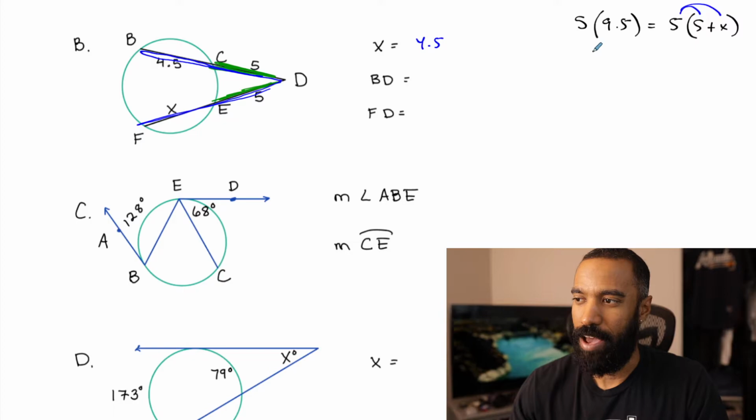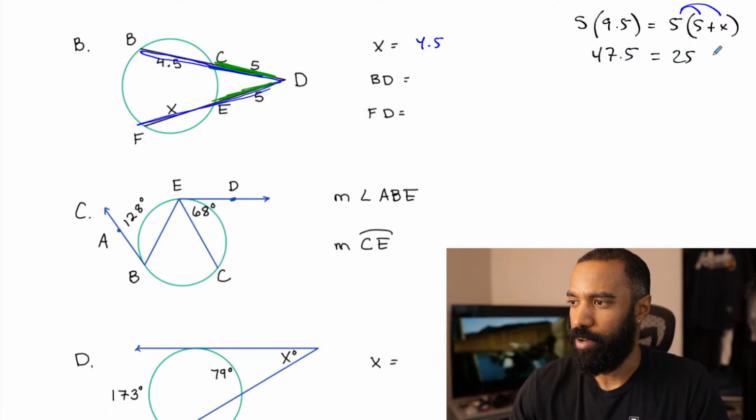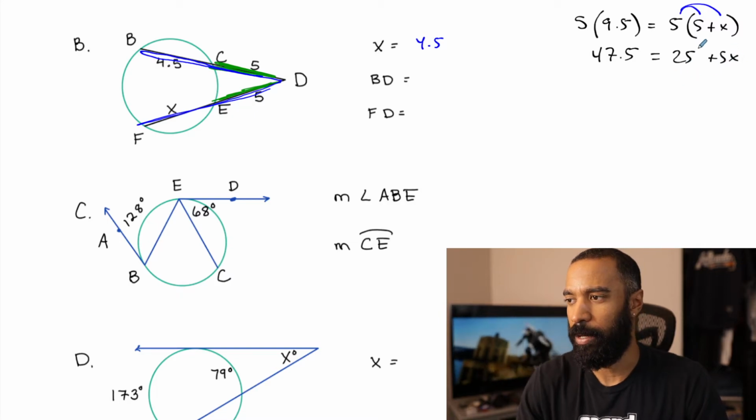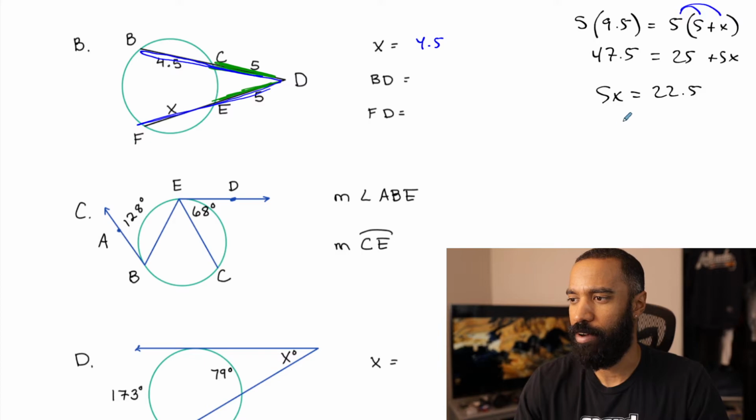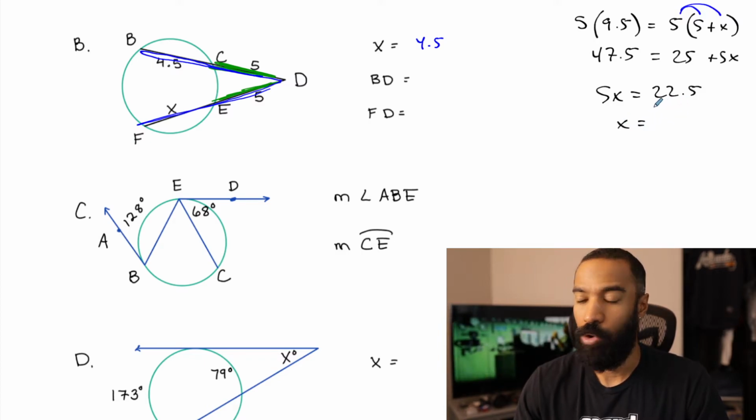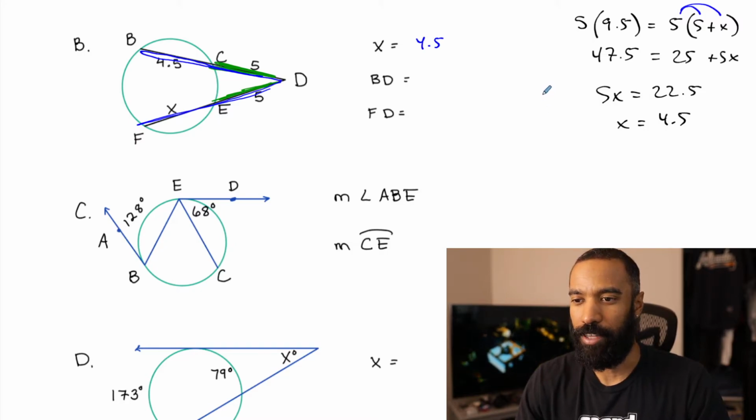5 times 9.5 is 47.5. 5 times 5 is 25, and then plus 5x right there. Subtract 25 from both sides, and you get 22.5. Divide both sides by 5. Well, it better be 4.5. I do believe it is. X is 4.5 right there.